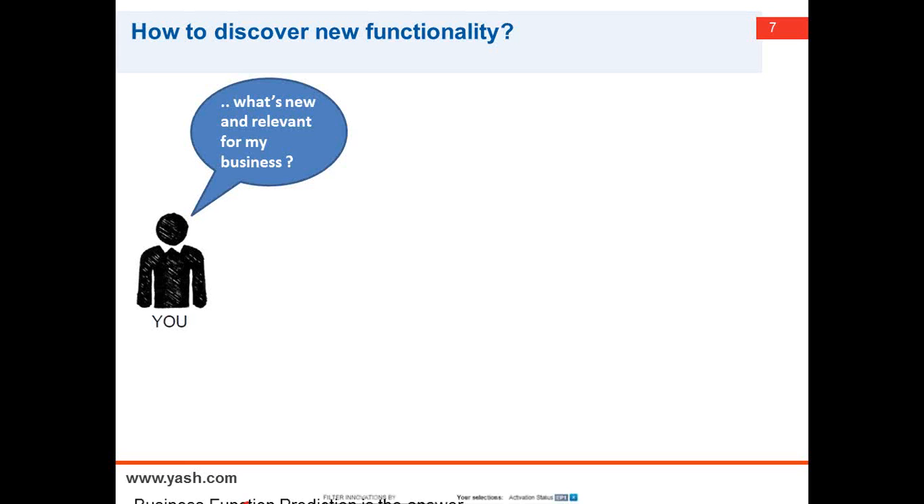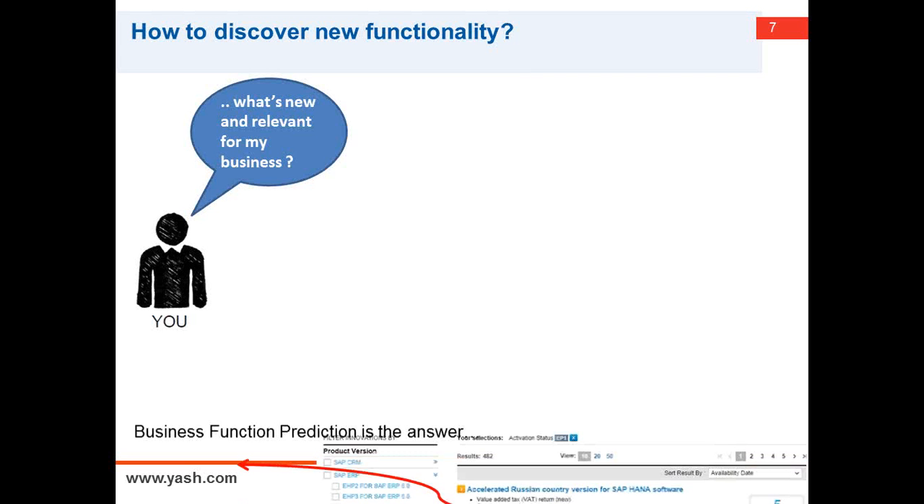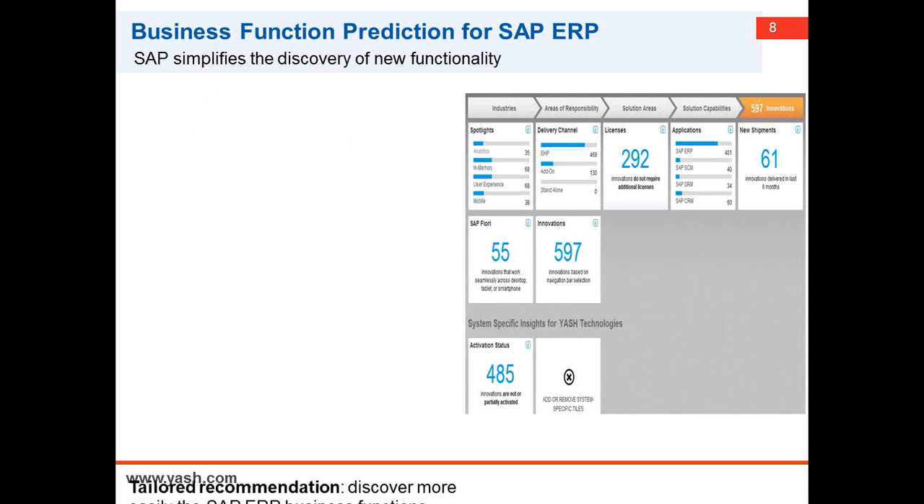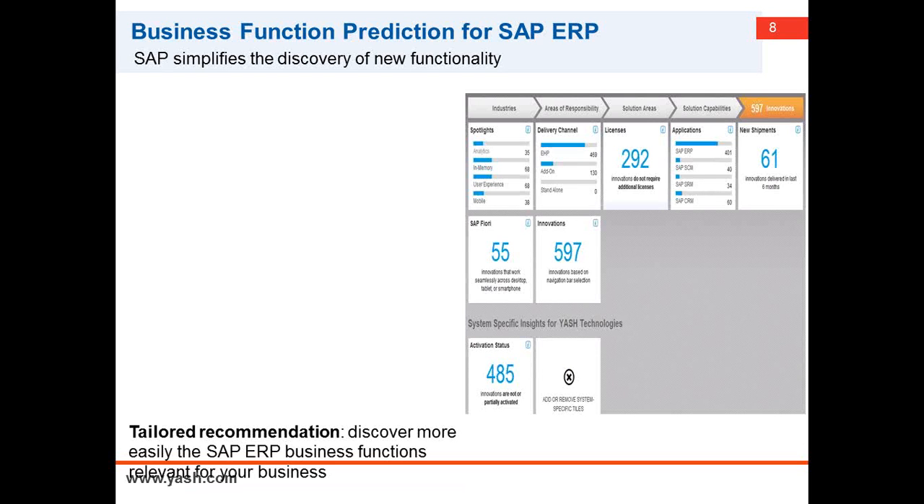The picture on the right shows the home screen of the business function prediction, where we can see at the topmost view the functions that are available by default on SAP. The below part gives the business functions that are relevant to your systems. What does this business function prediction give? It gives a tailored recommendation that is relevant to your business function, which helps you in a better way to organize your ERP systems.